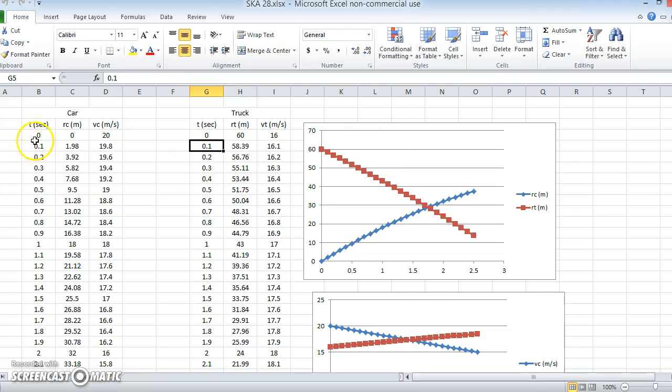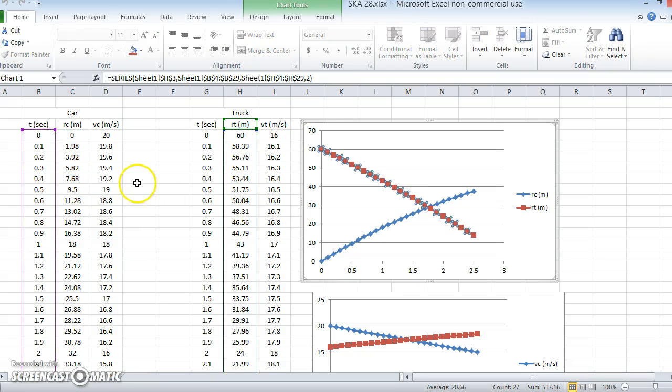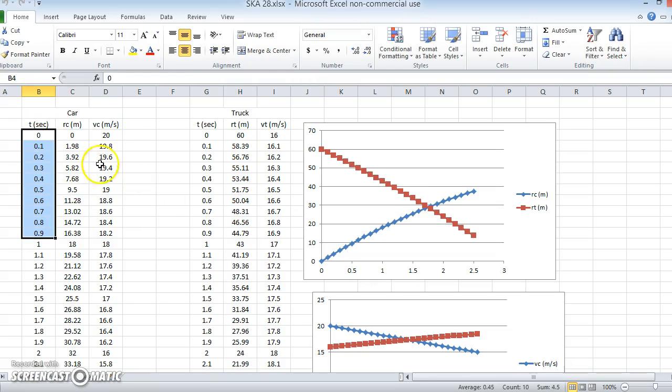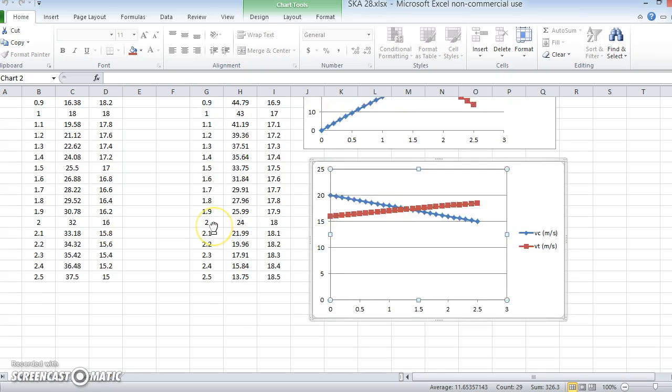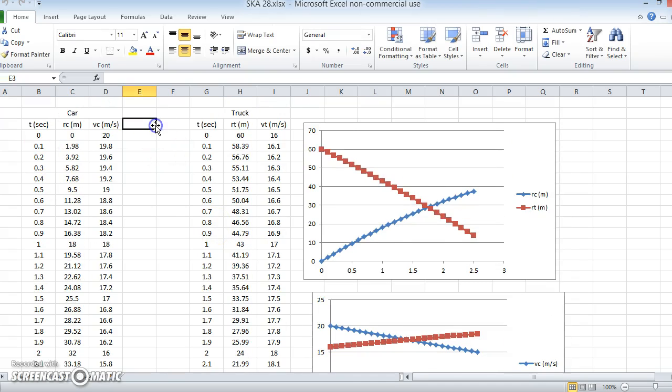And then these graphs were easy to create. It was just this, and then both the car and the truck's rate to create this graph. And then again time, the car's velocity and the truck's velocity to create this graph. And that is how you created this Excel, and hopefully everything came out alright.